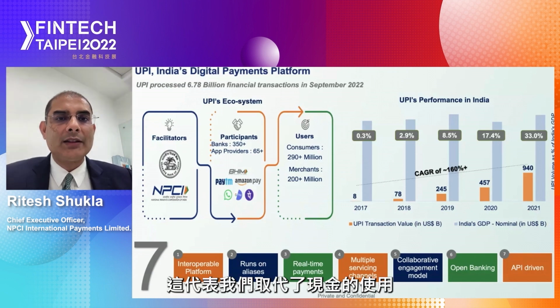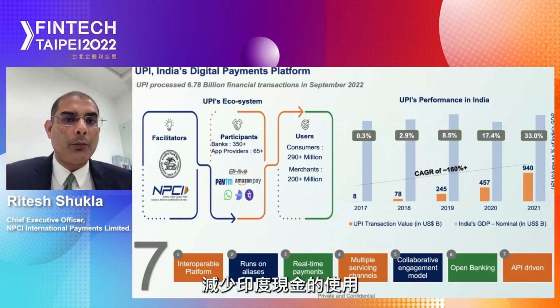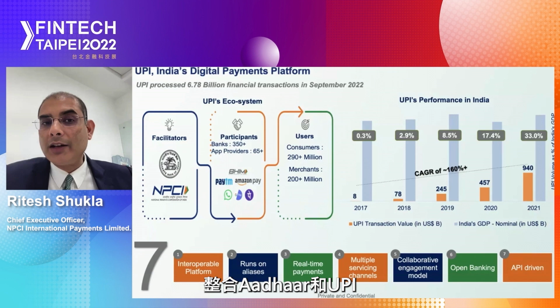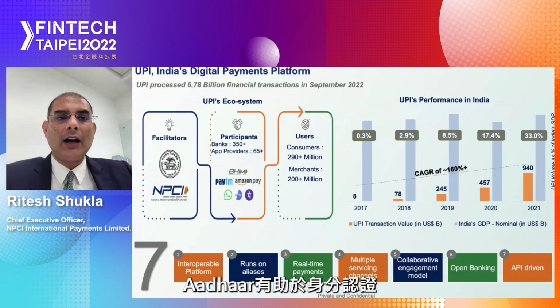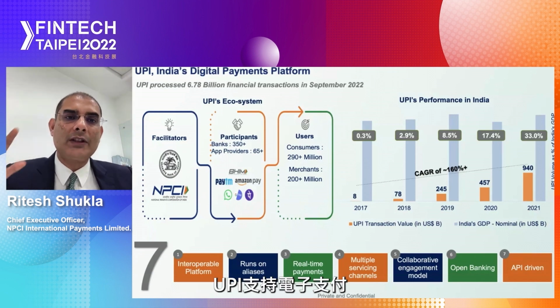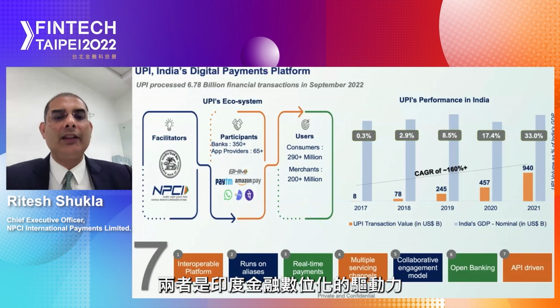And what it means is that we are displacing cash. We are reducing cash in India by promoting digital payments, and a combination of Aadhaar and UPI, Aadhaar which helps in authentication, UPI which supports digital payments, are driving this.